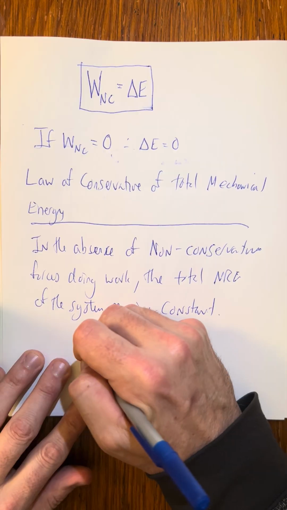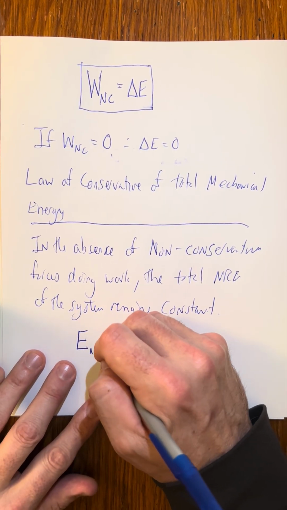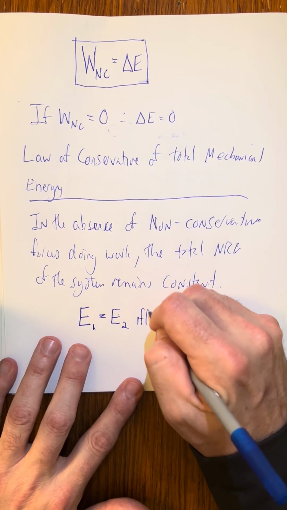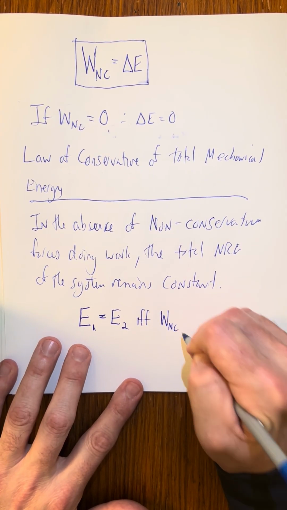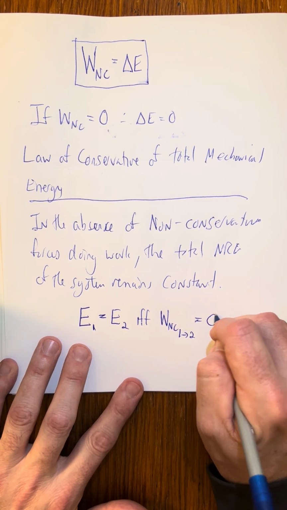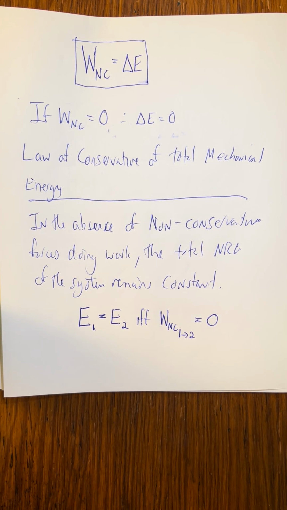That's a mouthful, so I can write it symbolically. We can say that the energy of the system at one point is equal to the energy of the system at the other point, if and only if the work done by non-conservative forces as you go from 1 to 2 is equal to 0. I do want to reemphasize that this is not saying that non-conservative forces don't act, it's just that they don't do work. So there we go. Non-conservative forces do work, total energy changes. No non-conservative forces, total energy remains constant.